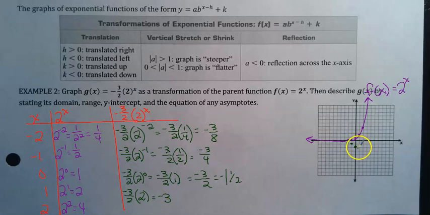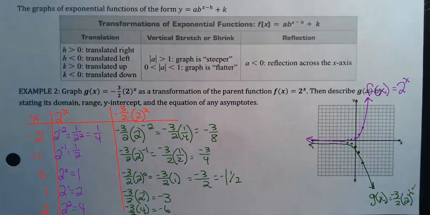And then for the last one, it's going to be negative 3/2 times 2 squared, which I know is 4. So that's going to give me negative 6. So I'm going to graph 2, negative 6. So there is my graph of g of x, which is that negative 3/2 times 2 to the power of x.